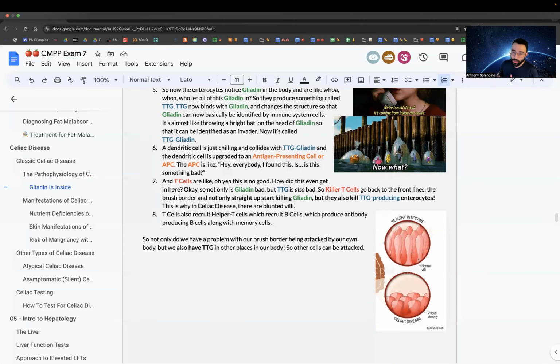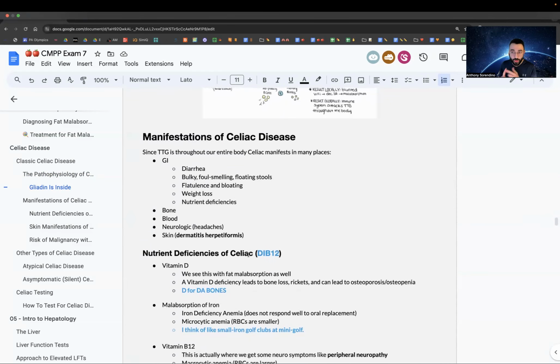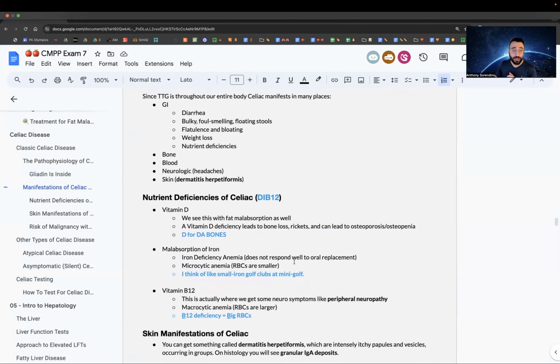It gets worse. So not only is there a problem with the brush border being attacked by our own body, but we have TTG other places in our body, so other cells are going to be attacked. Because that happens, we get the GI complaints: diarrhea, bulky, foul-smelling, floating stools, flatulence and bloating, weight loss, nutrient deficiencies. But in other places, we're going to have issues with our bone, with our blood, neurologic issues like headaches, skin issues like dermatitis herpetiformis. So we'll talk about those.